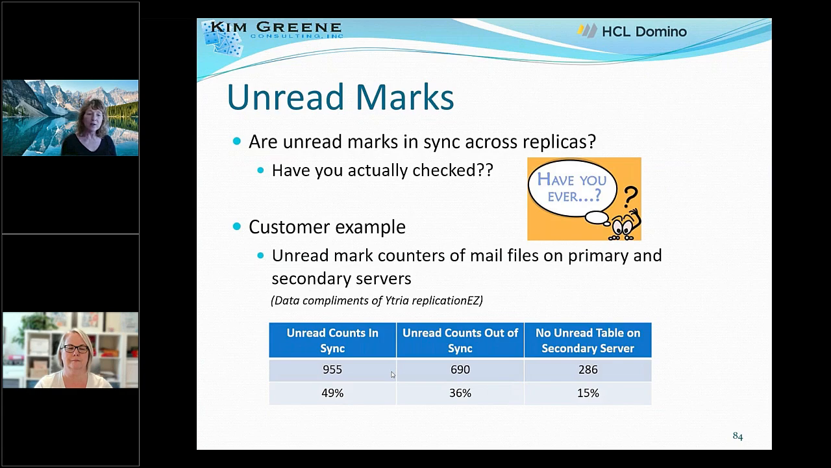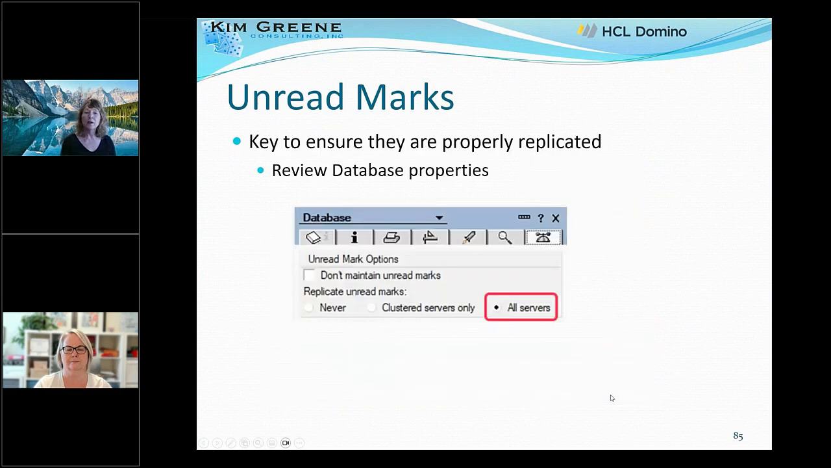And in this particular case, where the customer had a fairly large number of mail files, we can see only 49% of them had the unread marks in sync. 36% were out of sync, and even worse, 15%, there wasn't even an unread table on those 286 mail files. So all of the mail was considered to be unread for 15% of the mail files.